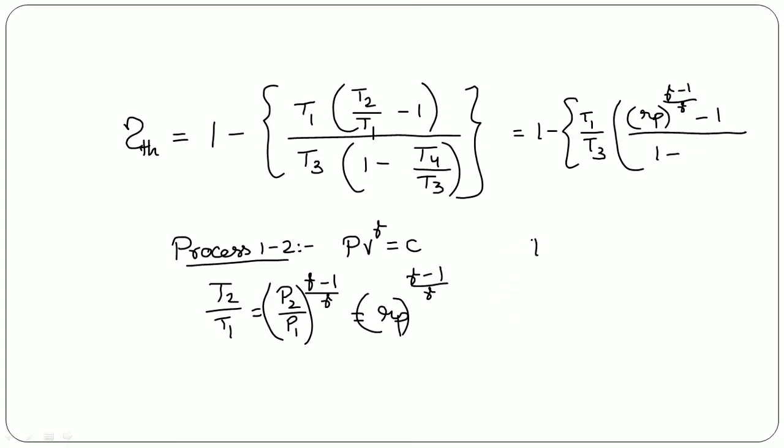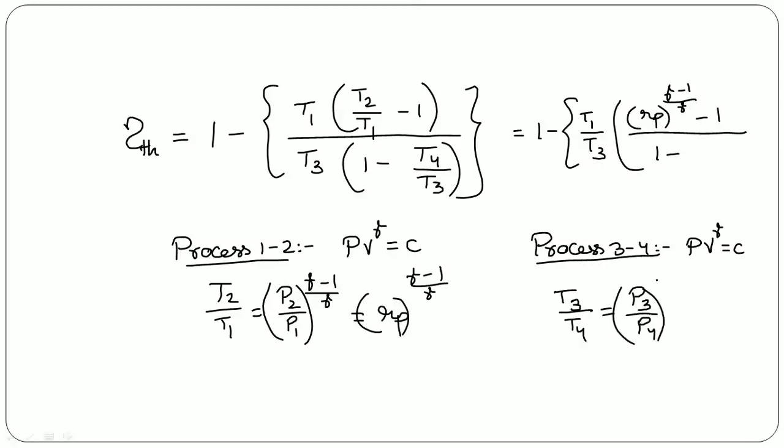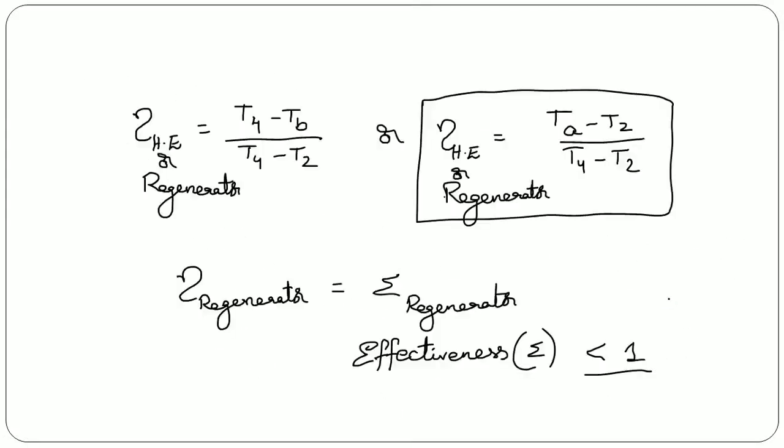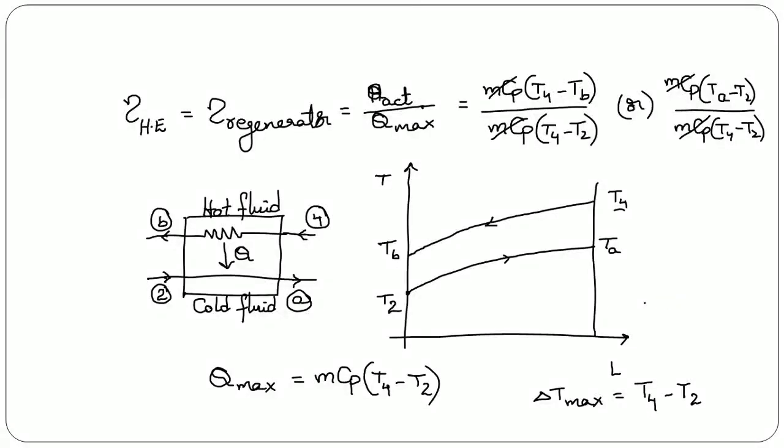So let us go for process 3 to 4. Process 3 to 4 is isentropic expansion in the turbine. So PV power gamma equal to constant. So from this we can write T3 by T4 is equal to P3 by P4 whole to the power gamma minus 1 by gamma. P3 by P4 is nothing but the pressure ratio, that is Rp to the power gamma minus 1 by gamma. See, try to understand how we have written these pressure ratios.